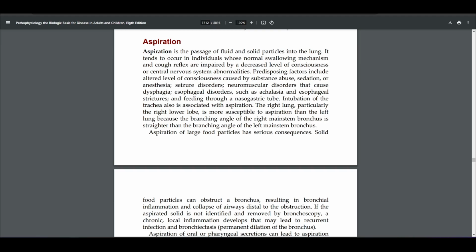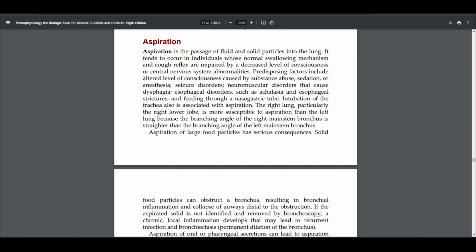Intubation of the trachea also is associated with aspiration. The right lung, particularly the right lower lobe, is more susceptible to aspiration than the left lung because the branching angle of the right mainstem bronchus is straighter than the branching angle of the left mainstem bronchus.